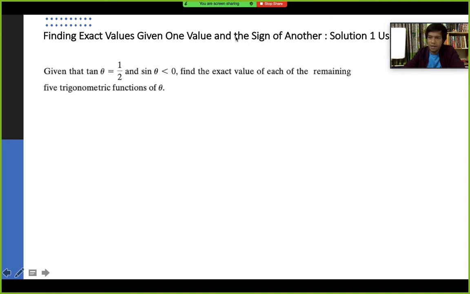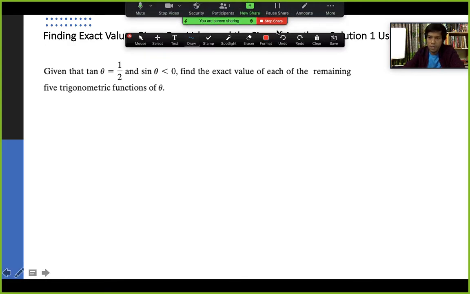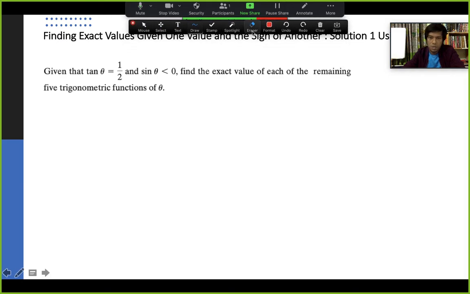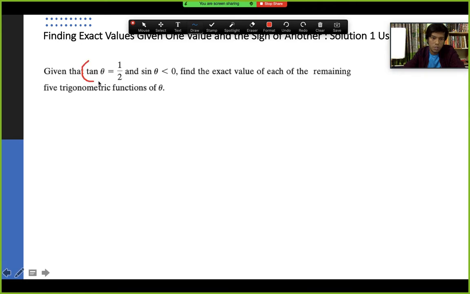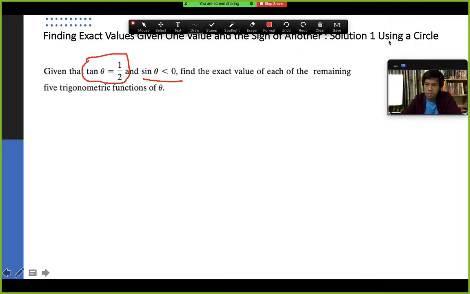This is another task for us to do: to find the exact values of different trigonometric functions. So we have 6 trigonometric functions. One of them is given, which is tan theta equals 1 by 2, and they said that sine theta is less than 0. We have to find the remaining 5 trigonometric functions of theta. So how can we find them? Solution 1, this first solution, is the unit circle.